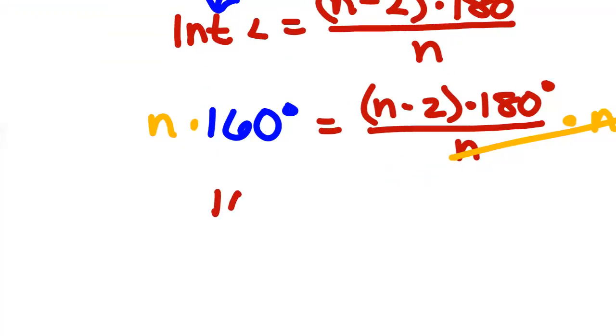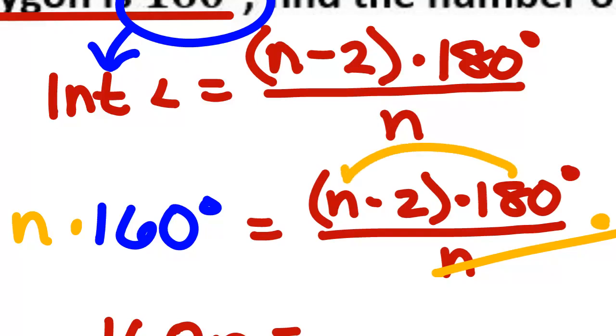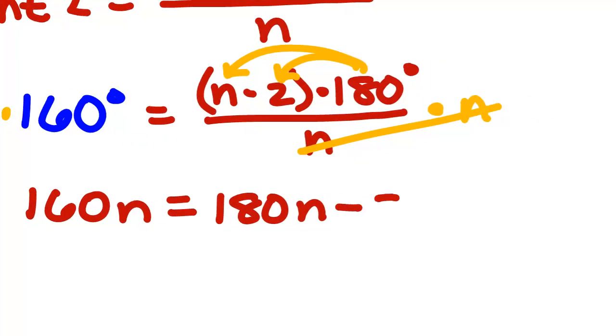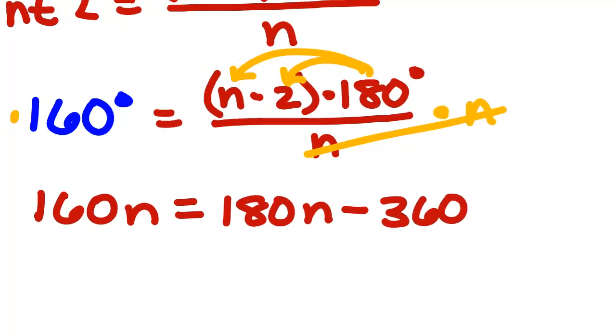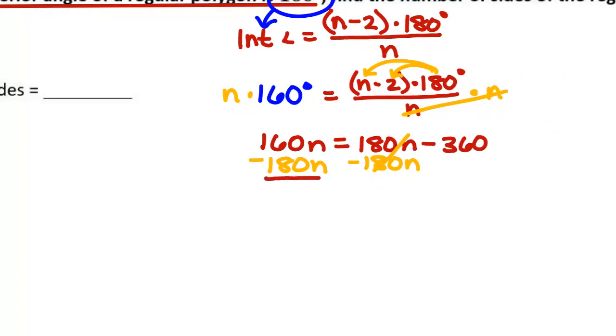N times 160 would be 160n equals, and now over here in this numerator, we have parentheses. So we're going to distribute this 180 to both pieces so that we can get rid of the parentheses. N times 180 would be 180n. Minus 2 times 180, which is 360. We need to get our n's to the same side, so I'm going to subtract 180n from both sides. 160 minus 180 gives me what?